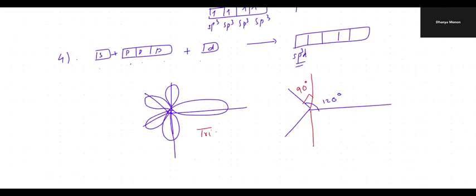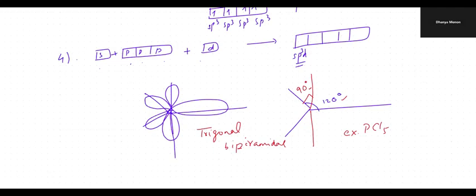So this is trigonal bipyramidal. Those that are in the same plane, it is 120 degrees, one above and one below the plane, that is 90 degrees. Example is PCl5. Okay, I hope it is clear.